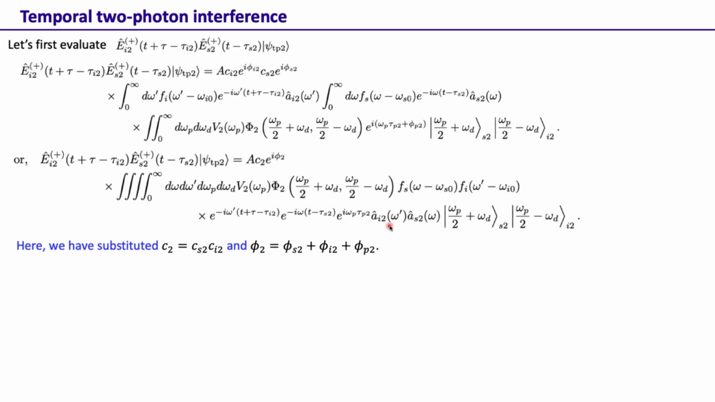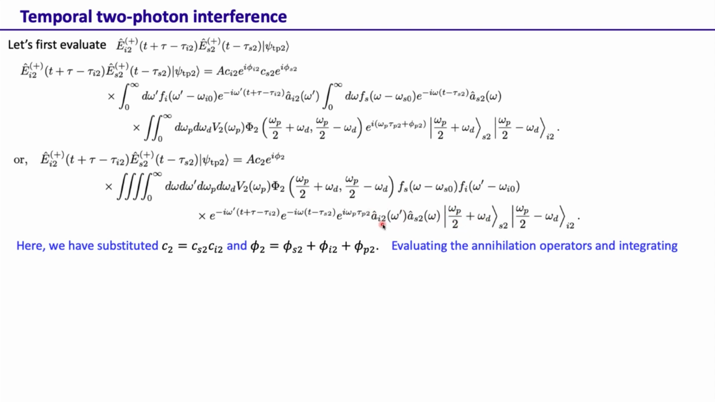These are the two annihilation operators that we have over here in terms of omega prime and omega, and the photonic state is in terms of omega P and omega D. Now we evaluate the annihilation operator and integrate. This AS2, the signal annihilation operator, is in terms of omega, but the signal state is given in terms of omega P and omega D. So this will act on this term and give us a vacuum state only when omega is equal to omega P by 2 plus omega D.